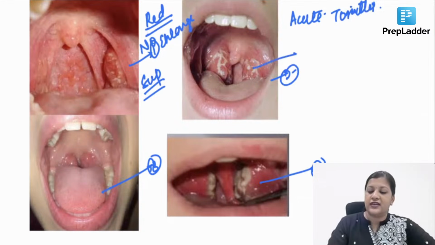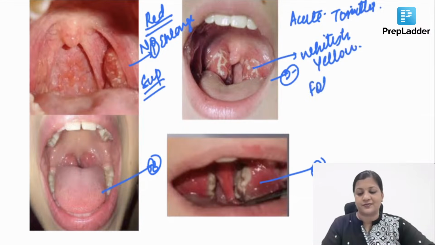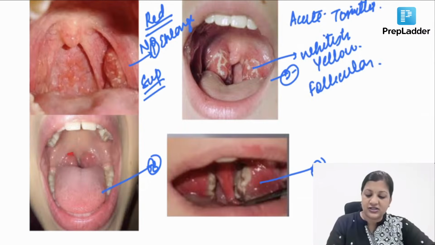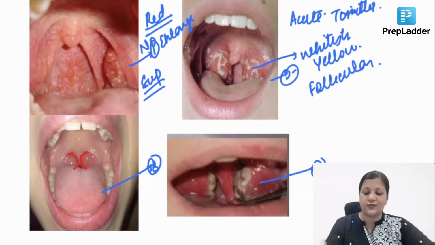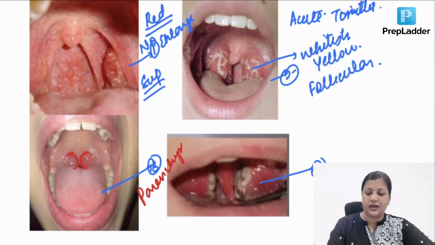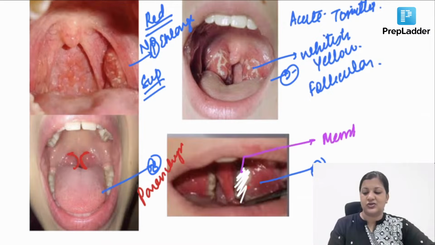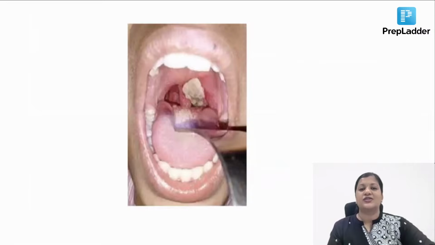In the second one, you're seeing whitish yellow dots on the surface of the tonsil. Whenever you've got whitish yellow dots on the surface of the tonsil, what will you call it? Yes, you will call it follicular. In the third one, you see that the tonsils are not just red, but they're enlarged and meeting in the midline. What will you call this? Amit, now it is going to be your parenchymal. Okay, and last, you see that there is a whitish membrane on the surface of the tonsil. What is this? This is nothing but your membranous tonsillitis. Okay, so I hope everyone got it. Superficial, follicular, parenchymal, and membranous. Let's go to the next image.